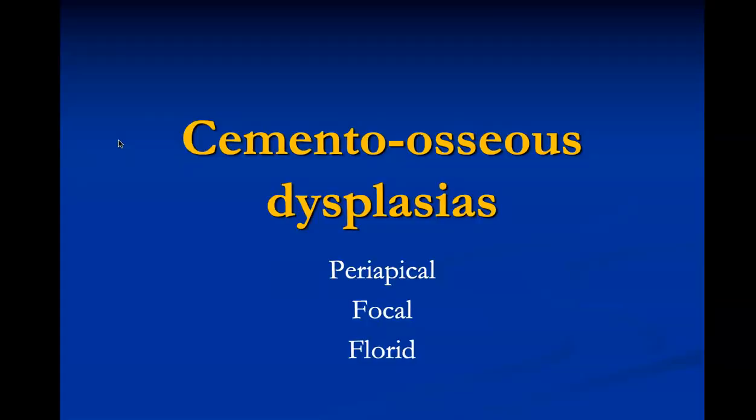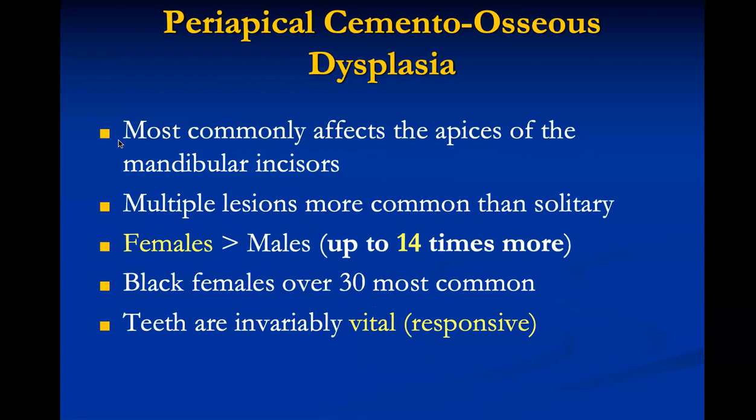So the three cemento-osseous dysplasias: periapical, focal, and florid. The periapical type most commonly affects the anterior mandible. Women are affected up to 14 times more often than males, and as you heard previously, there's a predilection for black females. The teeth almost invariably are responsive, so this goes back to what I was talking about before, that you need to do electric pulp testing on these cases.